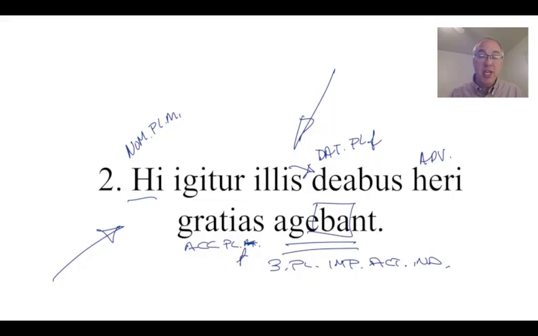And so these men, therefore, used to give thanks to those goddesses, or were giving thanks is better because of the use of heri. Were giving thanks yesterday to those goddesses. So these, hi, illis, those. These and those. These men were giving thanks yesterday to those goddesses.